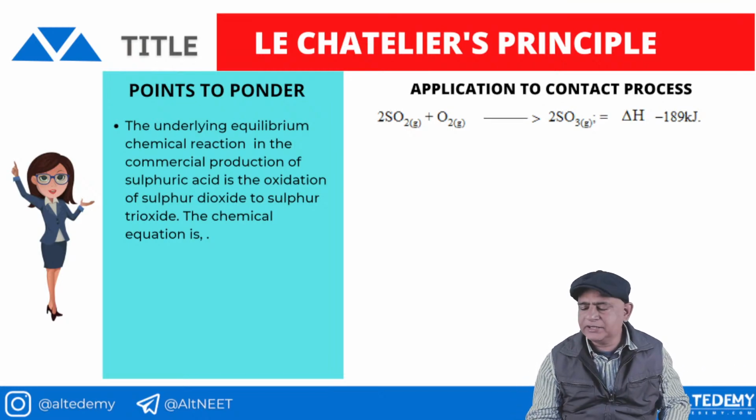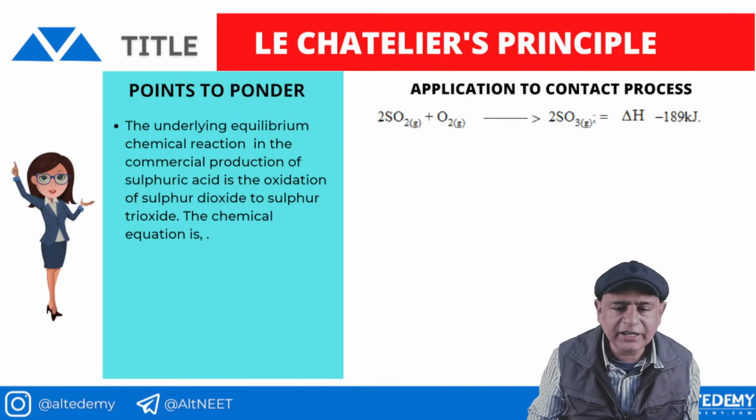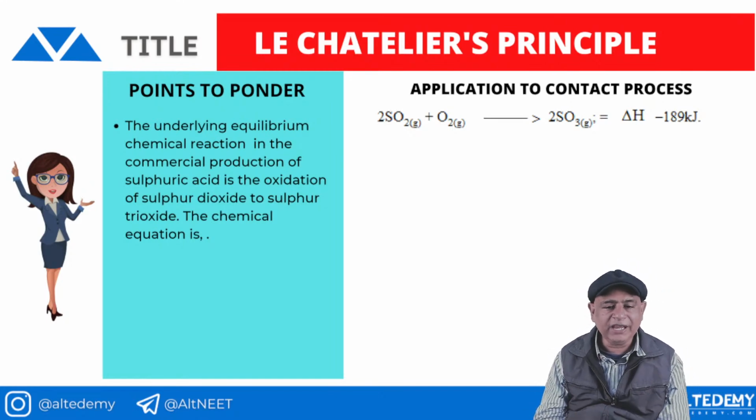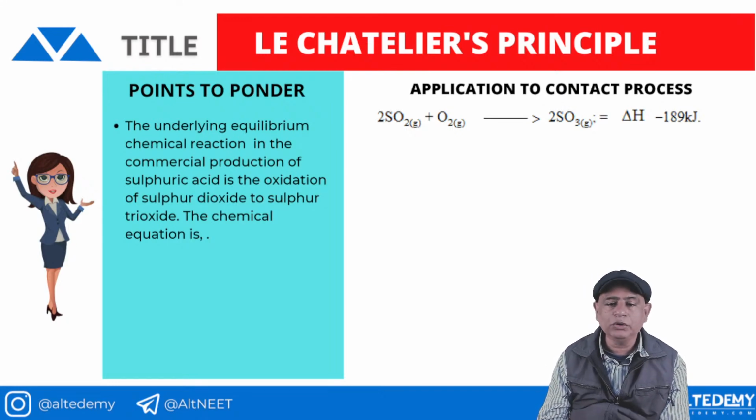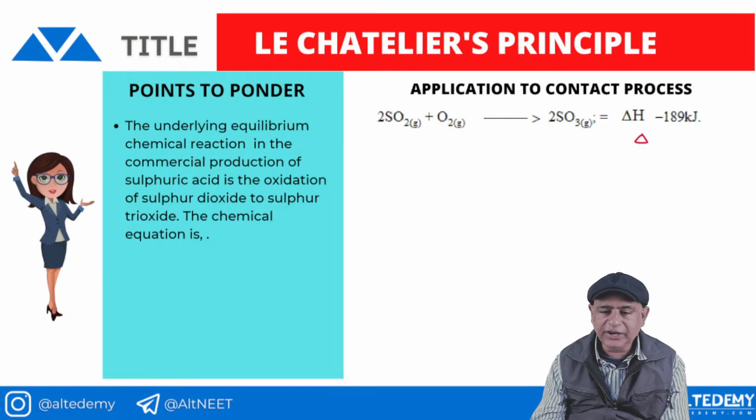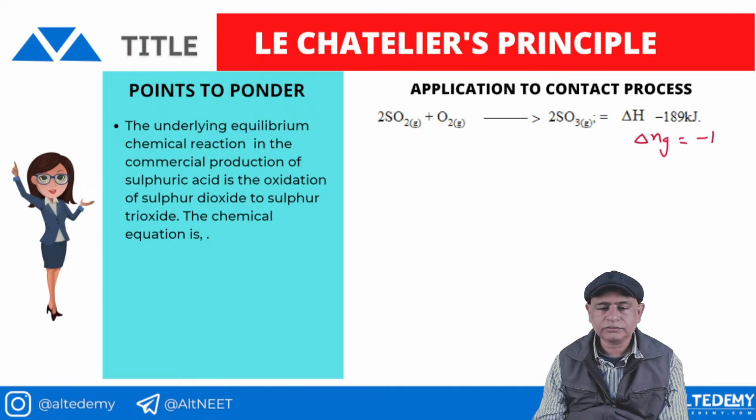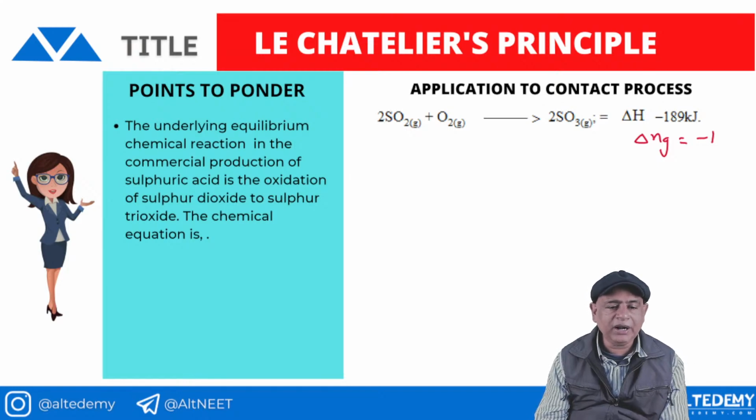We can take up another example also. We are taking up another example of a reaction: 2SO2 plus O2 gives 2SO3. Delta H is minus 189 kilojoule. Here you can see delta Ng is equal to minus 1. The underlying equilibrium chemical reaction in the commercial production of sulfuric acid is the oxidation of sulfur dioxide.